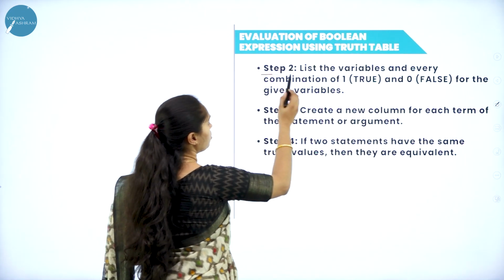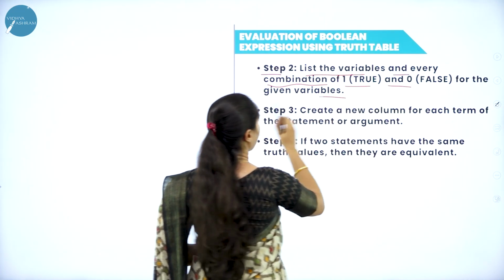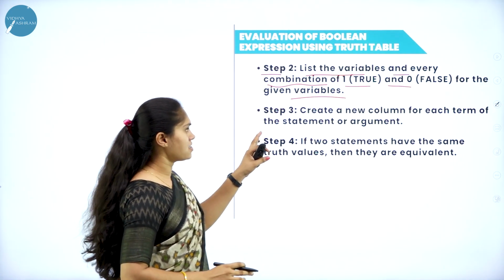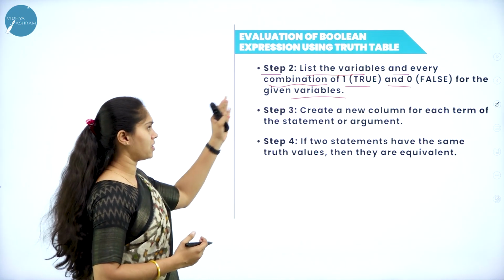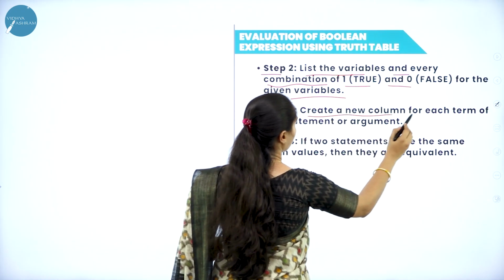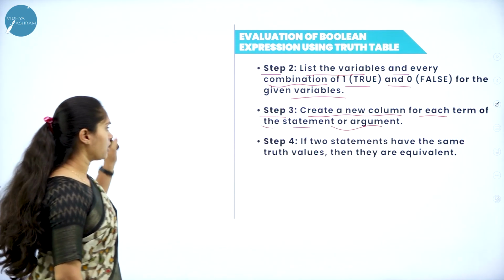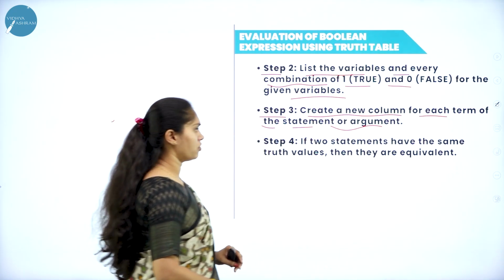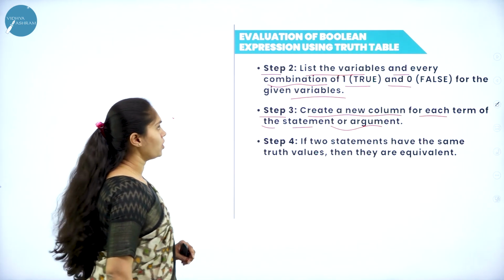Next, in step 2, list the variables and every combination of 1s and 0s for the given variables. First, I have to find out the number of variables, and in the second step, we write the variables with the values 0 or 1. Then in step 3, create a new column for each term of the statement or argument, that is, for each term of the Boolean expression they have given.